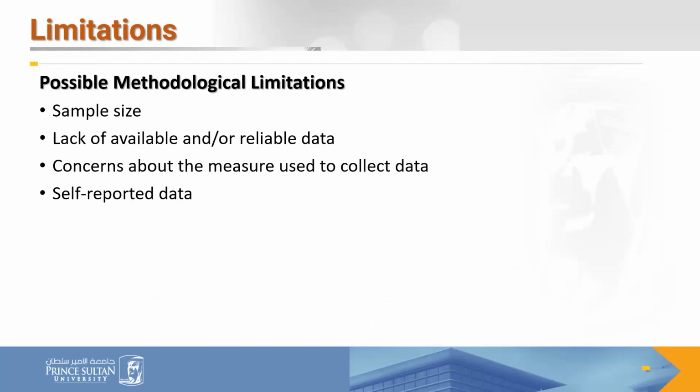Maybe the limitations can be that the sample size was small, maybe that you did not have enough reliable data, maybe that you used an instrument or a measure that had some criticism or some question mark about it in the literature. Maybe you relied only on self-reported data. So these are some examples of limitations that you may wish to acknowledge.